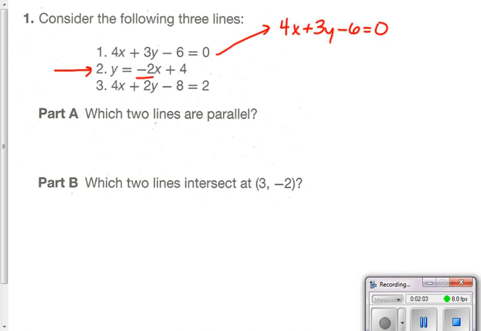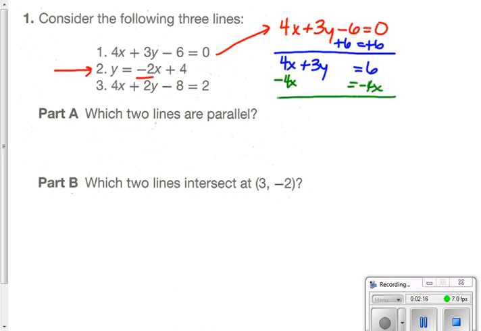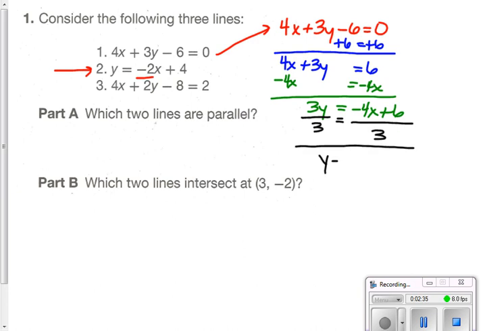Start out with the equation in question number 1. Get y by itself. Do so first by adding 6 to both sides. Next, get rid of 4x, so subtract 4x from both sides. You now have 3y equals -4x plus 6. Now you need to get y by itself. 3 is being multiplied into it, so we need to divide both sides by 3 and do that to every piece. So we have y equals -4/3 x plus 2, because 6 divided by 3 would give you 2.